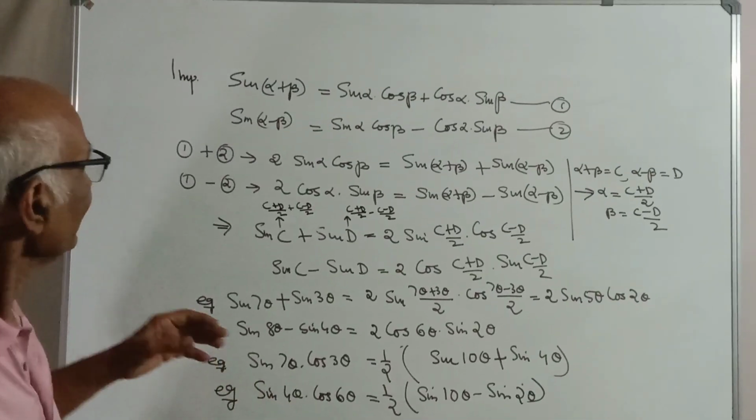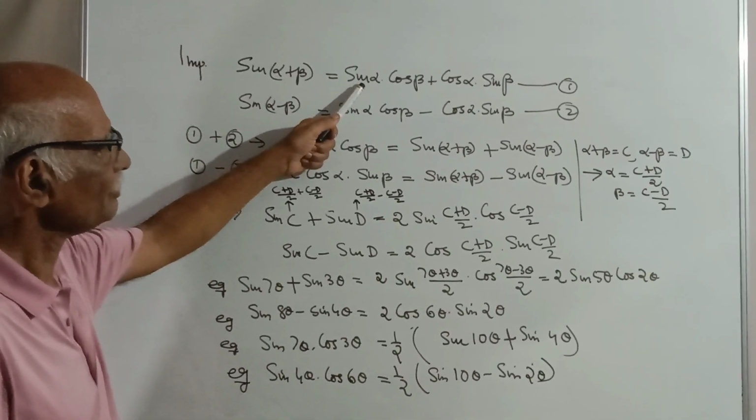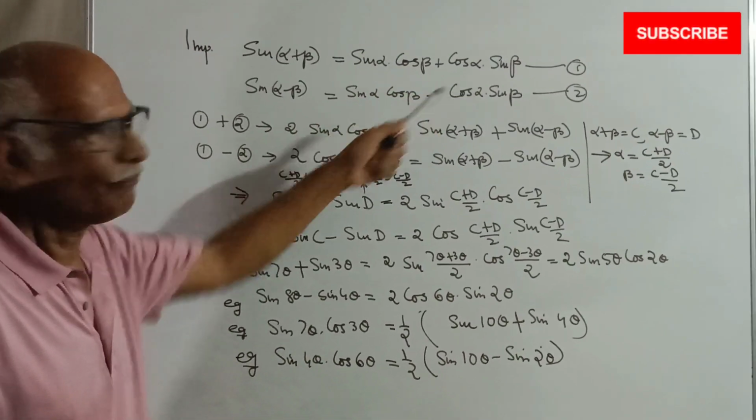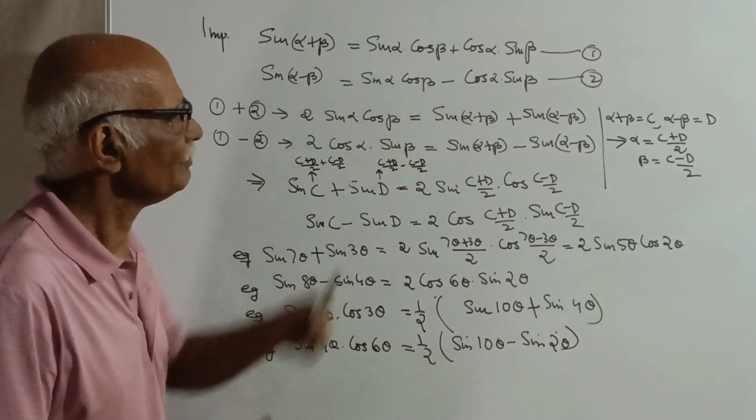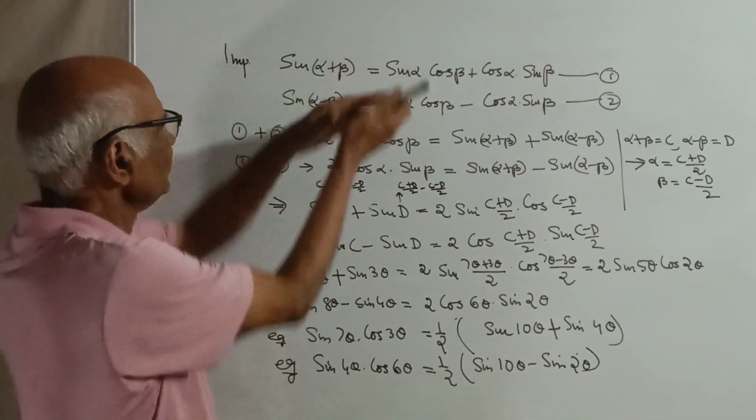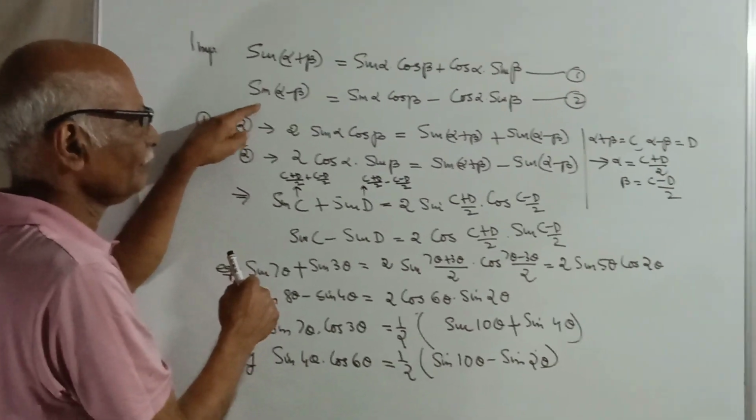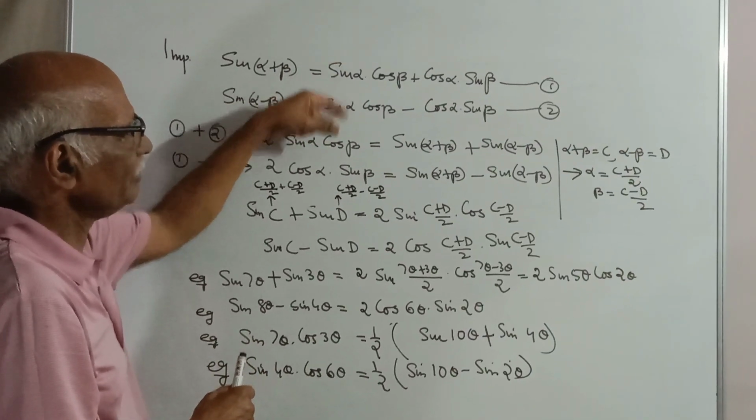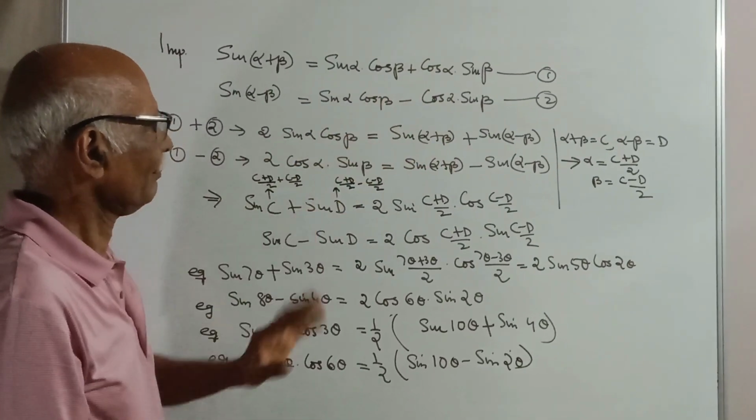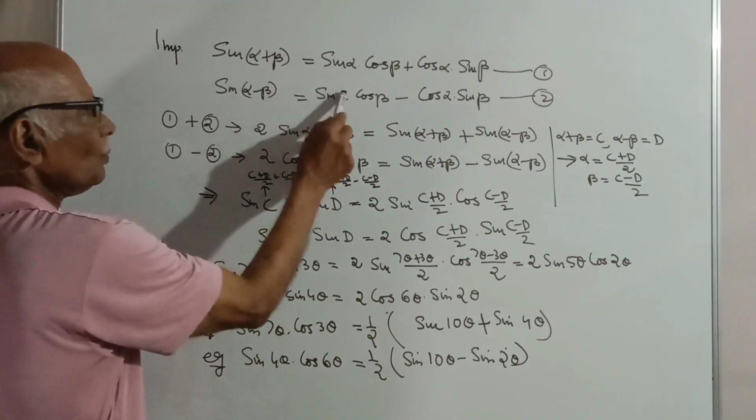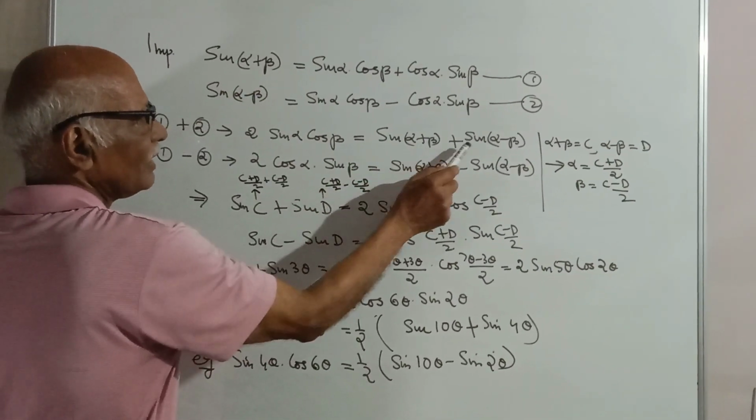Now we consider an important result. Sin (alpha plus beta) is sin alpha cos beta plus cos alpha sin beta. Sin (alpha minus beta) is sin alpha cos beta minus cos alpha sin beta. Now if you add the two, sin (alpha plus beta) plus sin (alpha minus beta), you get 2 sin alpha cos beta, and cos alpha sin beta minus cos alpha sin beta disappear. So net effect is 2 sin alpha cos beta equals, on this side, sin (alpha plus beta) plus sin (alpha minus beta).